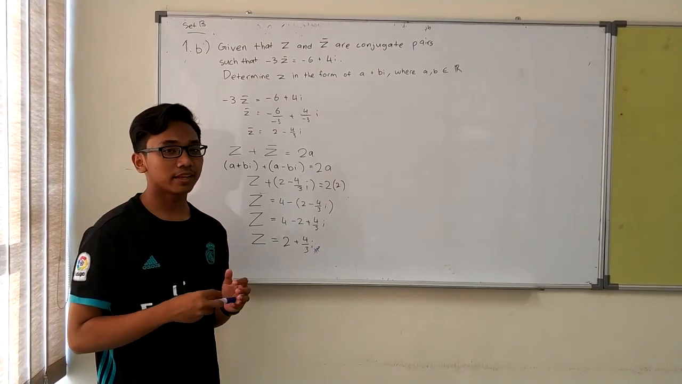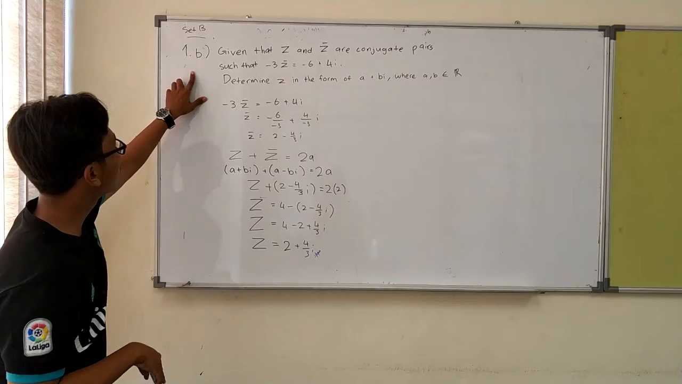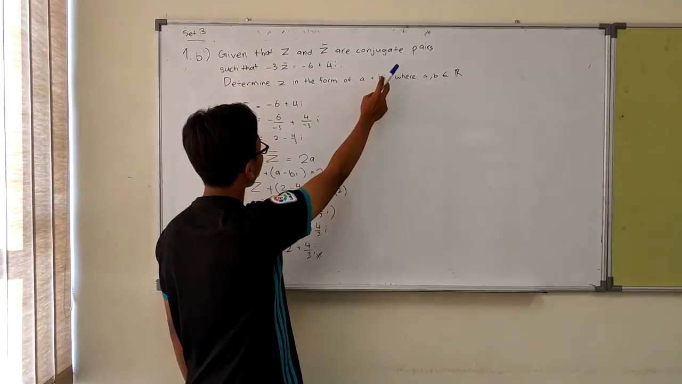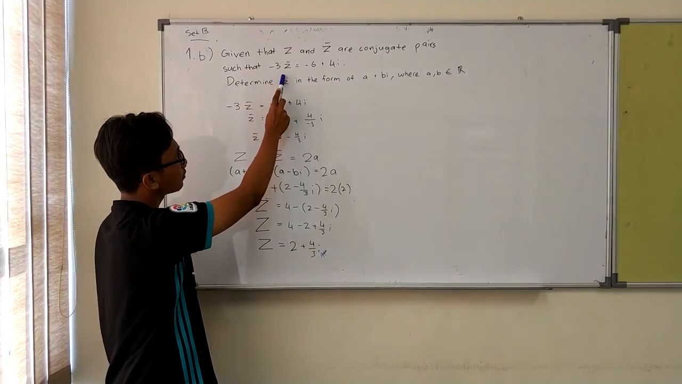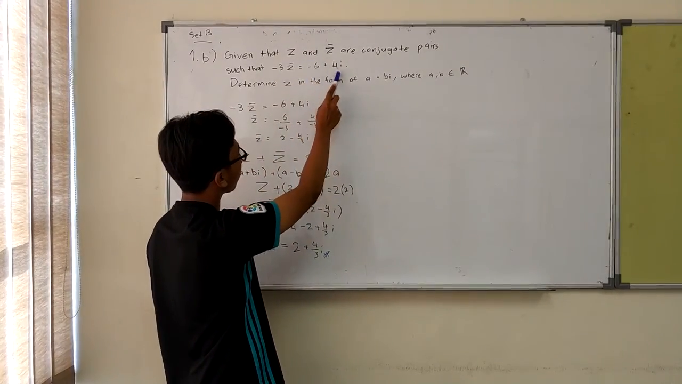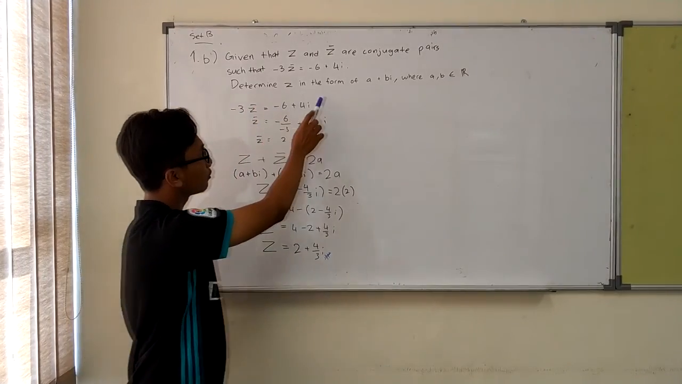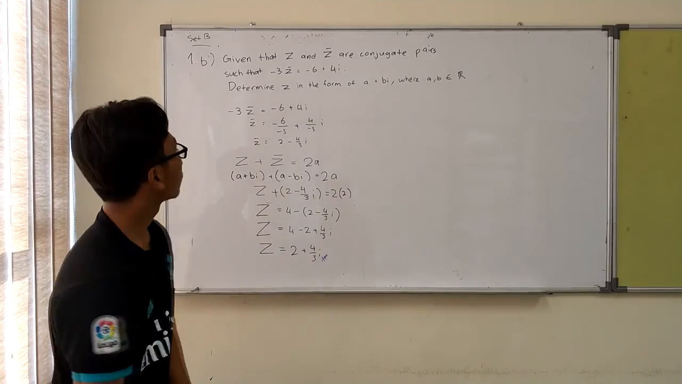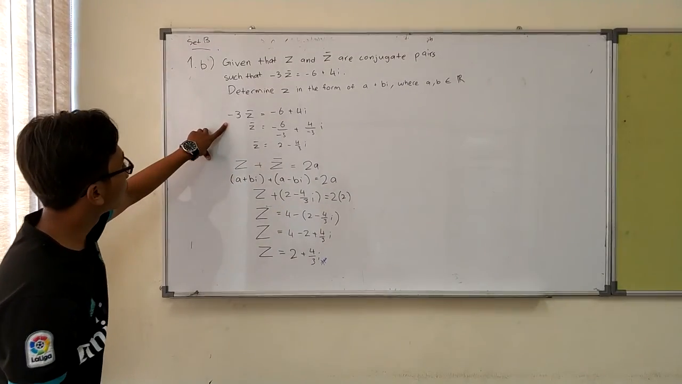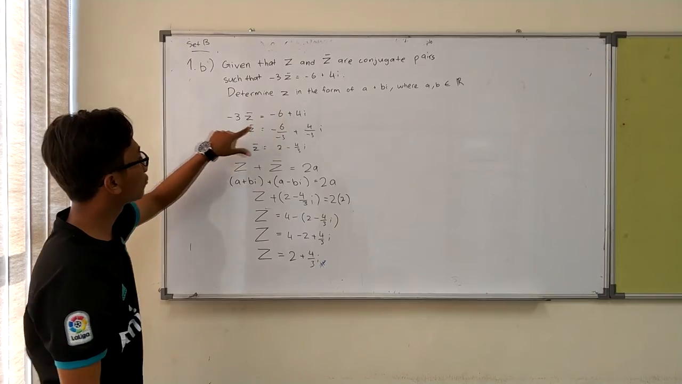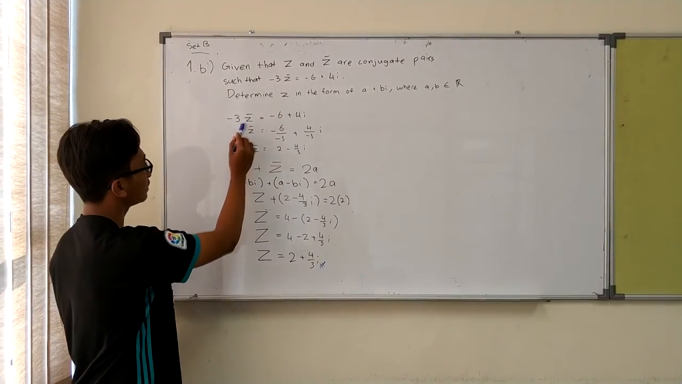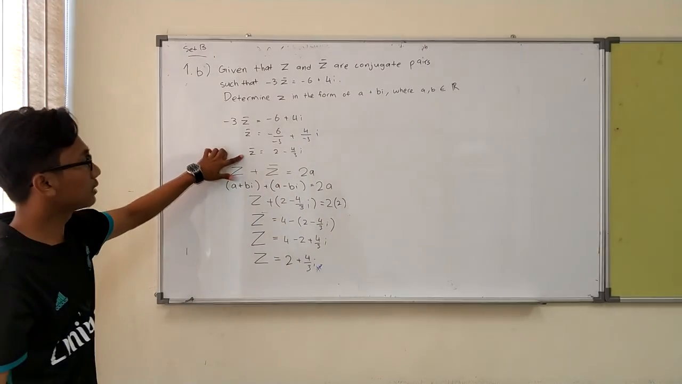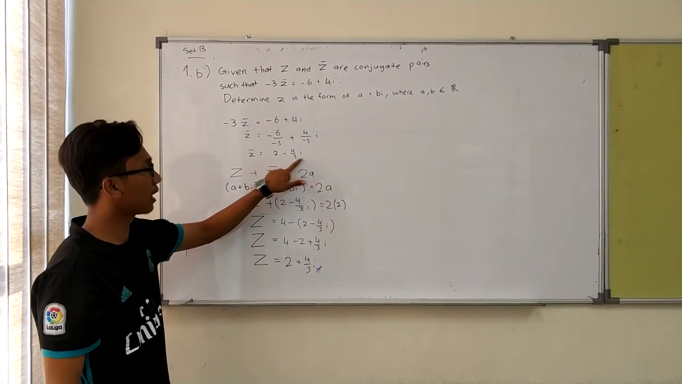So, I will explain the next question, which is 1b in step B. The question is, given that z and z bar are conjugate pairs, such that negative 3 z bar equals negative 6 plus 4i, determine z in the form of a plus bi, where a and b are real numbers. First, we use the equation to find z bar. So negative 3 z bar is equal to negative 6 plus 4i. So we will get z bar is equal to 2 minus 4 over 3i.